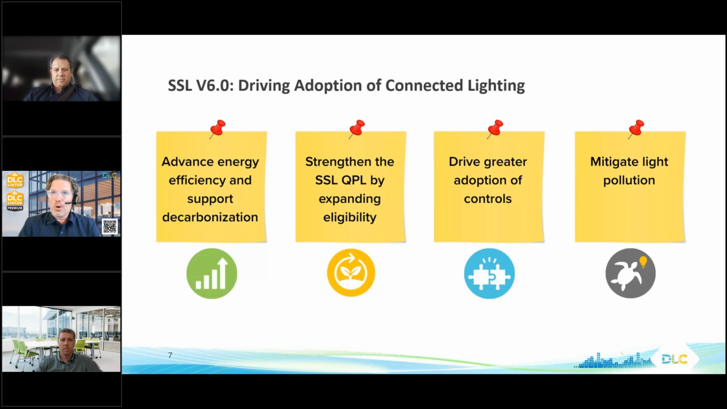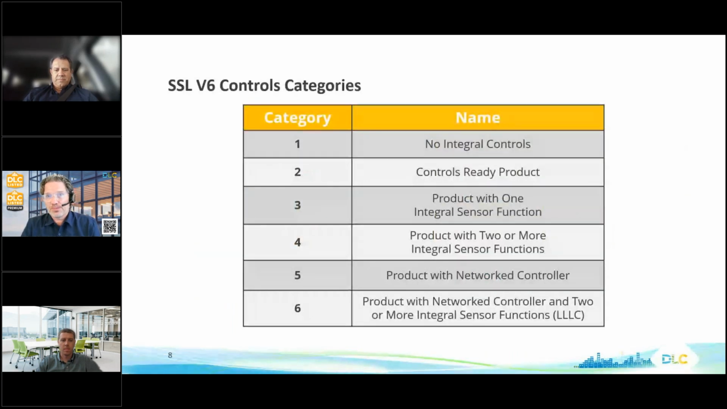To that end, we've introduced a new concept called controls categories. This is a deep topic. We're not going to go into it here, but the short version is that each listing on the QPL will include controls categories for the control variations associated with that listing. Those categories run from 1 to 6, where category 1 means there are no integral controls, it's just a luminaire. Category 6 means a product or luminaire with a network controller and 2 or more sensor functions built in out of the box. If you're interested in learning more, I invite you to read the TR and comment in our draft period that will be beginning in a couple weeks. We'll have some webinars during that draft period that will go into this in more detail.